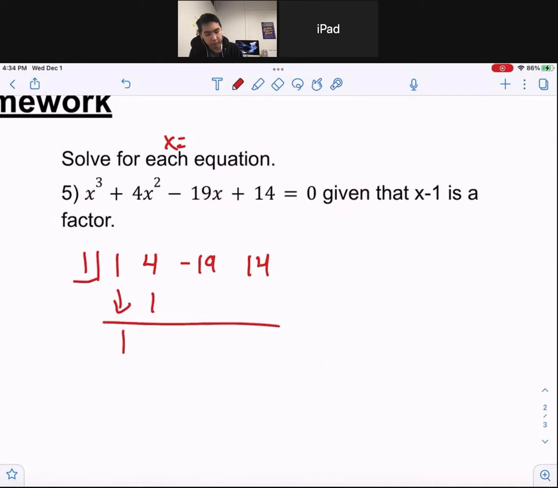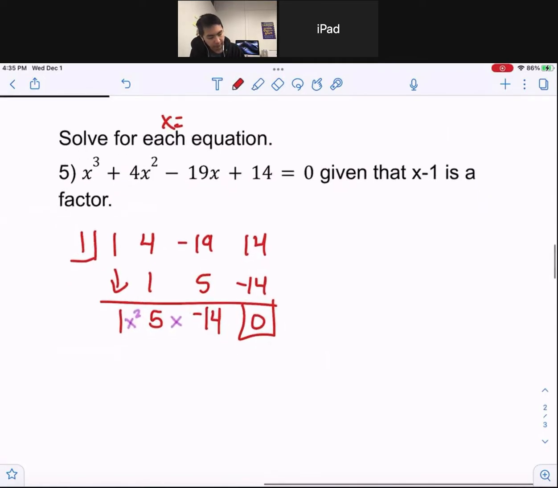1 times 1 is 1. Add, we get 5. 5 times 1 is 5. We add, we get -14. -14 times 1 is -14. We add, we get 0. And since this was a degree of 3, you guys, this is going to be 1 less than that, and then 1 less.